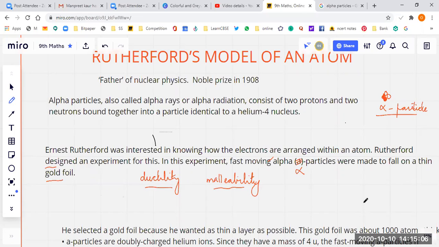You will not believe, students, from 1 gram of gold a wire approximately 2 kilometers, about 2,000 meters long, can be drawn. Such is the ductility of gold, and it is very malleable also. That means it can be hammered into very thin sheets. The thinner the sheet, the better the results could be. That's what Ernest Rutherford thought of.